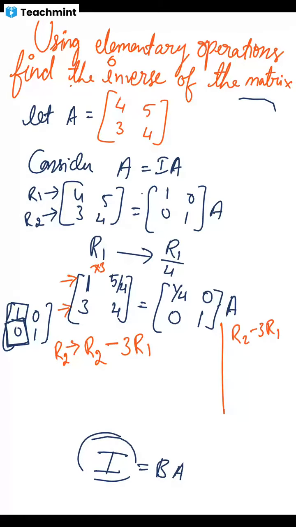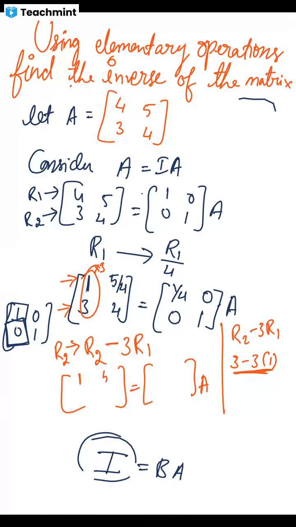See here, this is my R2 element and this is my R1 element. So 3 is R2, 1 is R1. 3 minus 3 into 1. See, 3 minus 3 gives you 0. This is for what value? Row 2 value, second row value. So first row elements are the same as they are: 5 by 4, 1 by 4, 0. Next, 3 minus 3, I got 0.